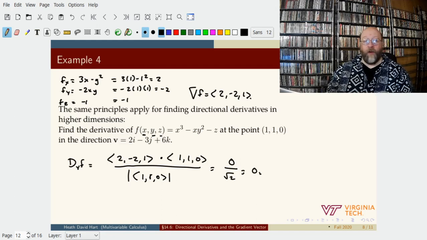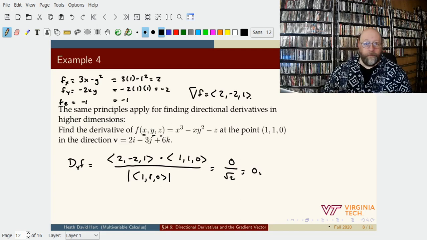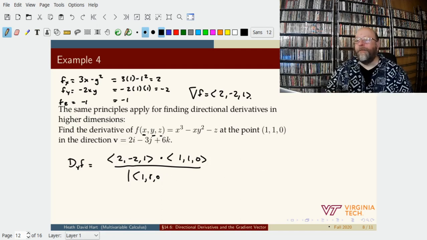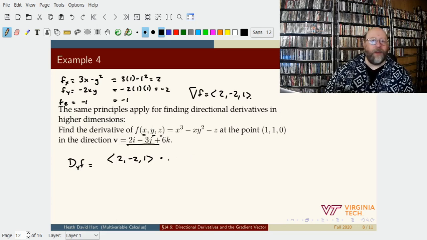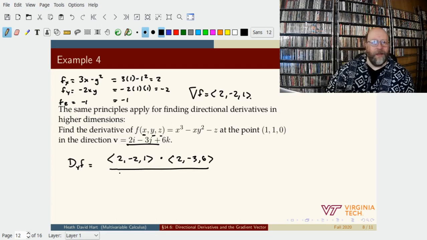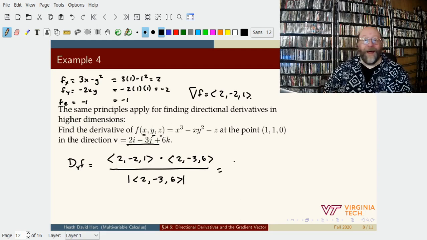The derivative is 0. What is that saying when we travel in the direction of... Sorry about that. Let me back up a little bit. I was surprised when we got 0. This is the direction vector: (2, -3, 6). Let's try that again. Sorry about that. All right, let's keep going here.